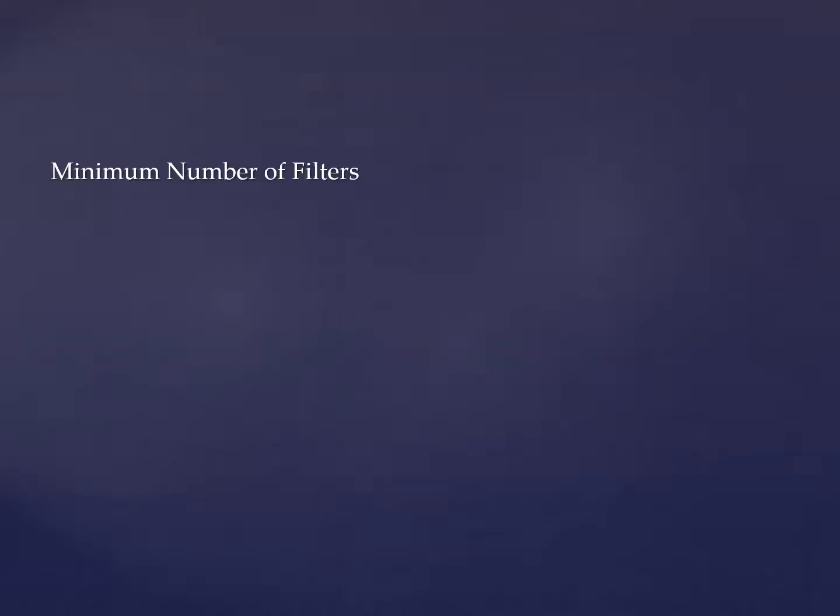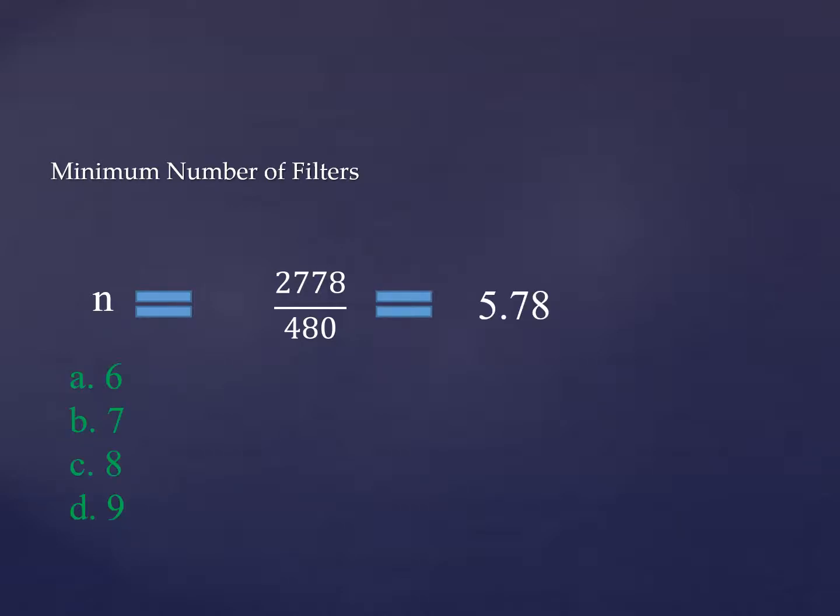But that is the total area for the filters. How many filters do we need? The minimum number of filters we need in this problem. The total area of the filters we need is 2778 feet squared, and one filter's area we calculated is 480. If you divide this number, it will be 5.78. So what should be the answer? A, B, C, or D? Please pause here and see what the answer is.